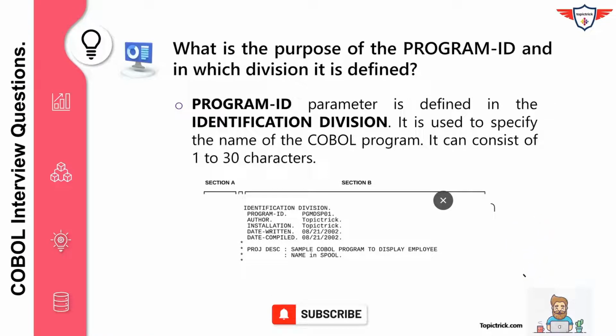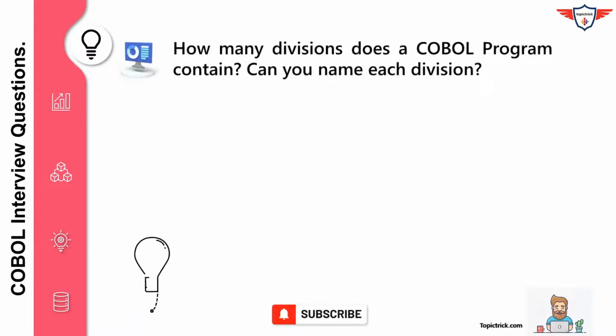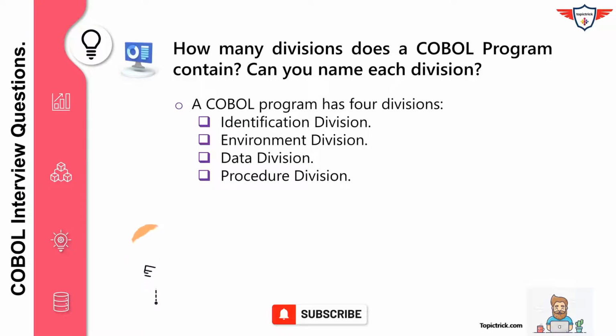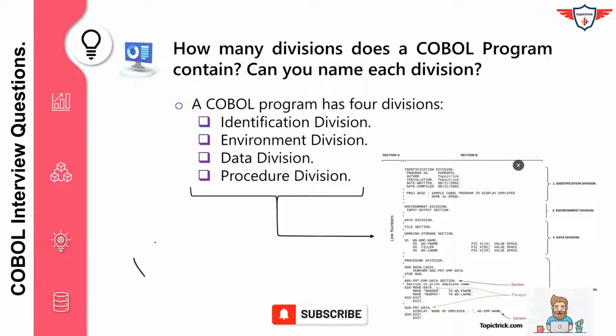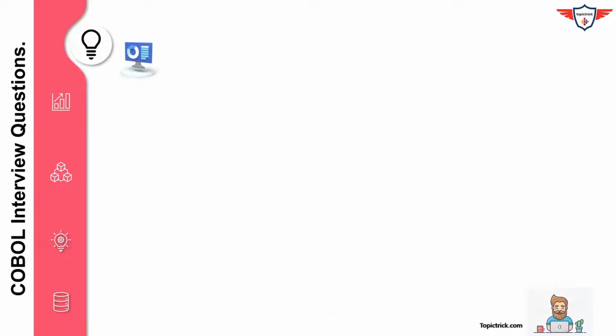How many divisions does a COBOL program contain? Can you name each division? A COBOL program has 4 divisions. First one is identification division. Second one is environment division. Third one is data division. And the fourth one is procedure division. Here is a sample program to illustrate how each division is outlined in a COBOL program. If you want to learn more about COBOL program structure, then watch our COBOL program structure video.